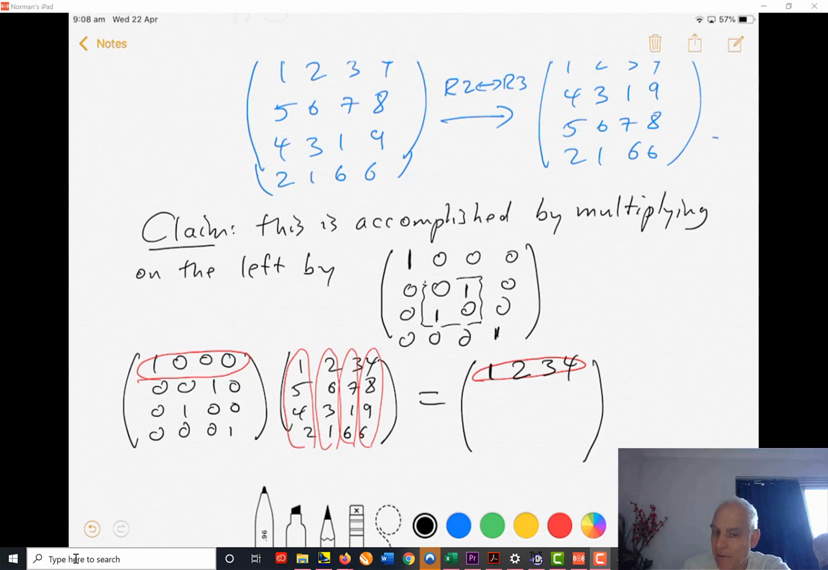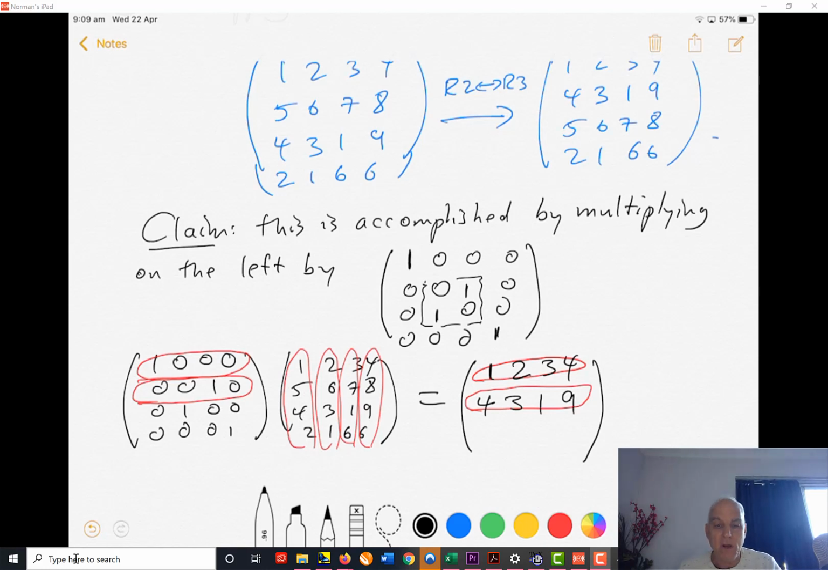How about the second row? The second row is going to be obtained by taking the second row over here and multiplying it by each one of the 4 columns. Let's see what happens when you do that. Okay, so 0, 0, 1, 0 times the first column, 1, 5, 4, 2, is going to pick out the 4. We're only picking out the third element, because the 1 is in the third spot. So it's 0 times 1 plus 0 times 5 plus 1 times 4 plus 0 times 2. So we're getting a 4 there. For our next column, we're going to get a 3, and then a 1, and then a 9.